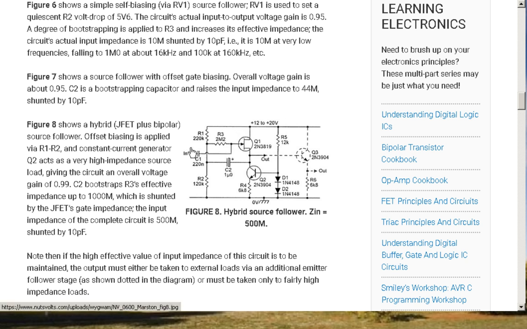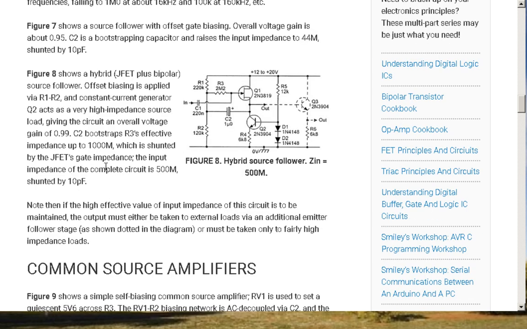There's a circuit to build. Source follower. Offset biasing is applied via R1 and R2, 2 megohms. Constant current generator Q2 acts as a very high impedance source load, giving the circuit an overall voltage gain of 0.99. C2 is 1000, which is shunted by the 50K. The input impedance of the circuit is 500 megohms.